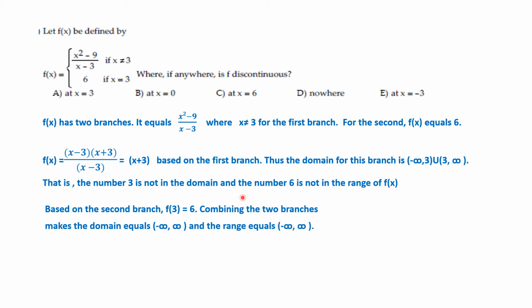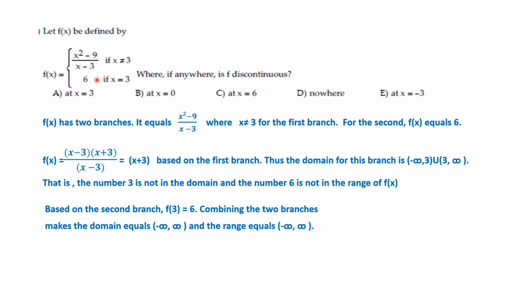Now if we look at the two branches, we can get the derivative of this quotient using the quotient rule. So the derivative of this quotient exists except for when x is equal to 3. But when x is equal to 3, the derivative will take the second branch. So derivative of f of x when x is equal to 3 is going to be equal to 0, because derivative of 6 is 0. So the derivative exists over here.